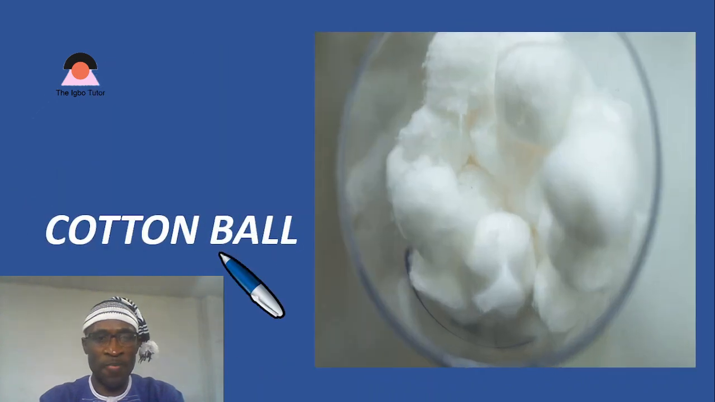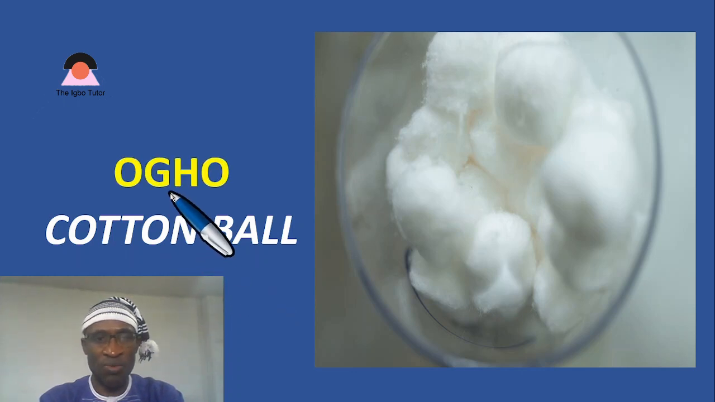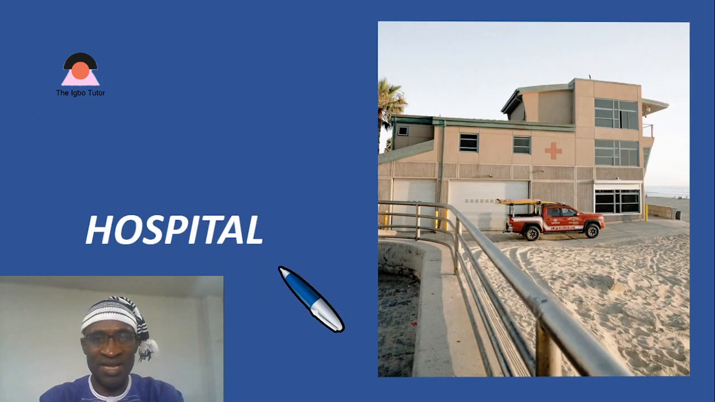We move on, and the next term here is cotton ball. What is that in Igbo? We call it oro. That is cotton ball in Igbo. What do we have next?